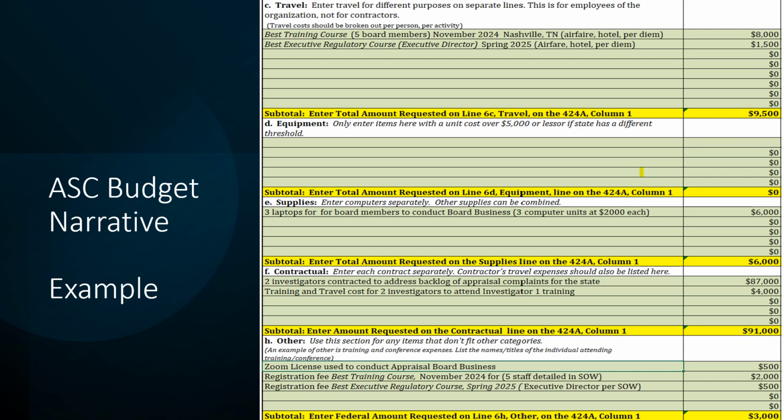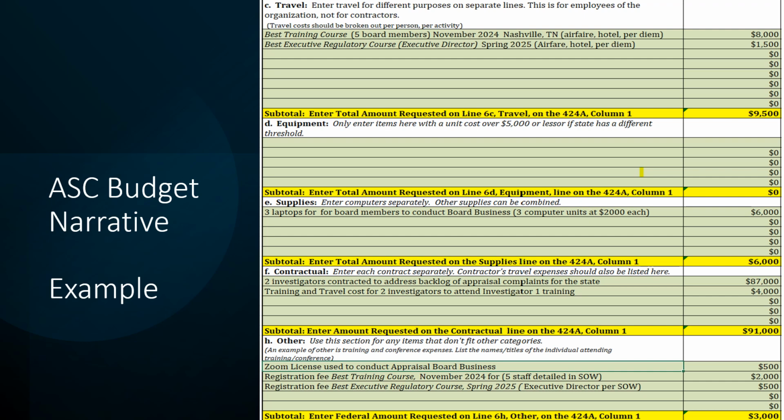And then lastly, the other category is for everything else that does not fall neatly into these cost categories. So here I give an example of maybe you want to pay for a Zoom license. So this is a Zoom license used to conduct appraisal board business for $500. And then the registration fees for those trainings would go here because it's not really travel.